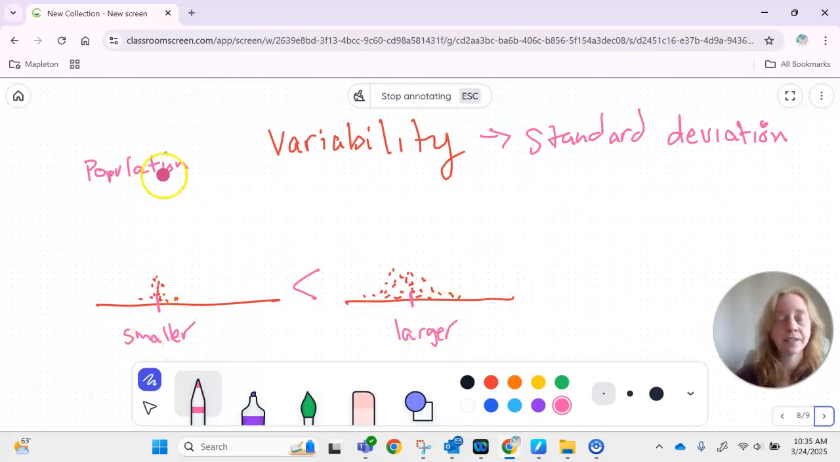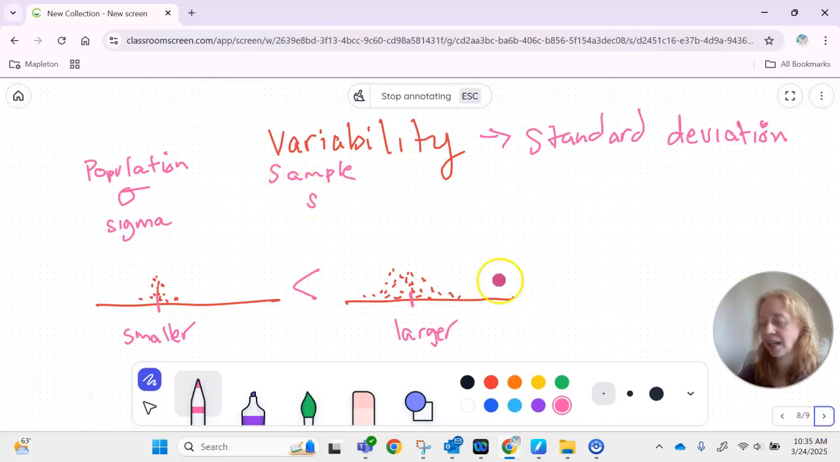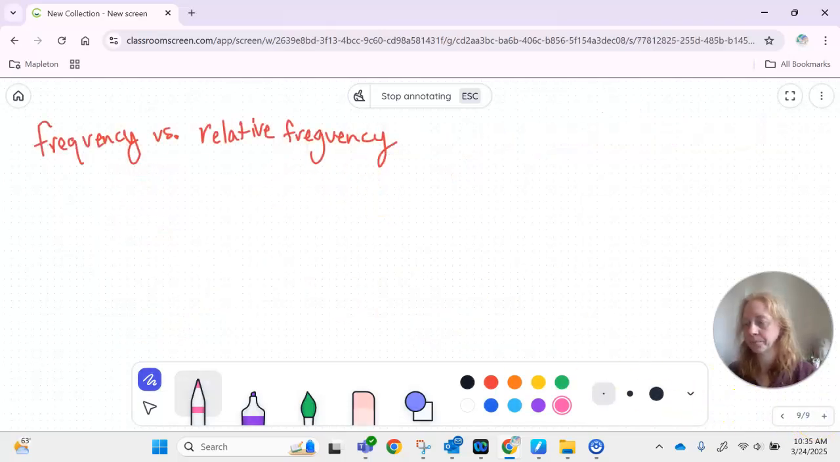Okay, and we have symbols for this as well. The symbol sigma is what we use for the population standard deviation. For our sample standard deviation, we just use the letter S. Okay, and then again, we can compare. We can say things like the standard deviation of this is smaller than the standard deviation of that. Okay, we'll see some examples.